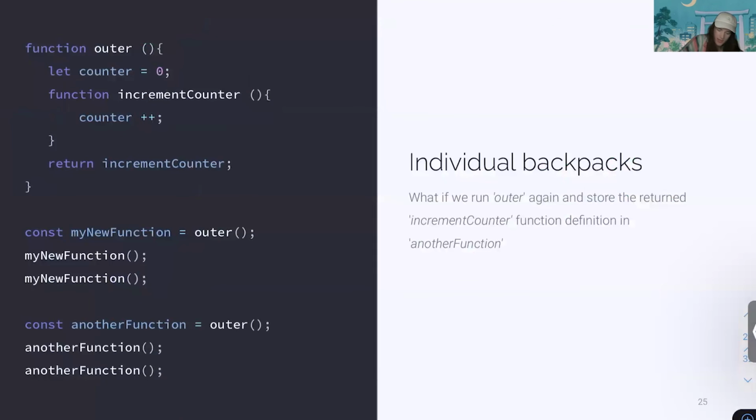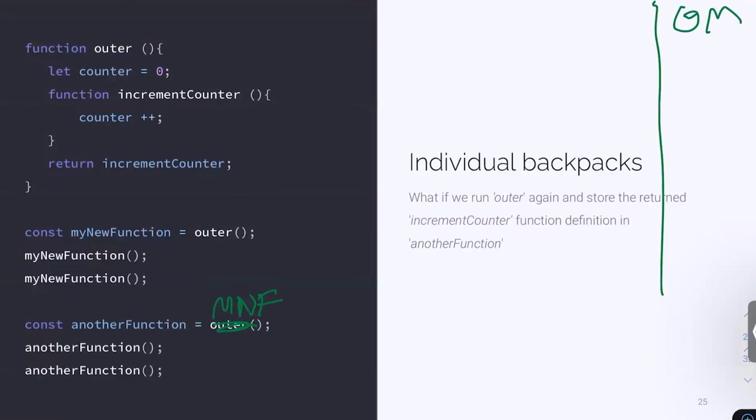Yes. If I had MNF here, what would exist in my global memory, again, we couldn't see it because this is annoying, I would have my MNF, right, which has my function definition and the cute little counter closure that's connected to it. And if I then said another function is equal to MNF, I would create ANF as a label that would just point at this same location in memory.